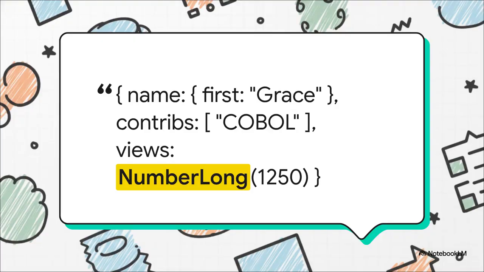But here's where the real power is. A single document can represent really complex hierarchical data. I mean, look at this. You can have embedded documents, like the name field here. You've got arrays, like contribs, to hold a list of values. And you have all these special BSON types, like dates, object IDs, and even 64-bit integers with NumberLong. This lets you model your data in a way that perfectly mirrors your application's objects, all in one self-contained unit.